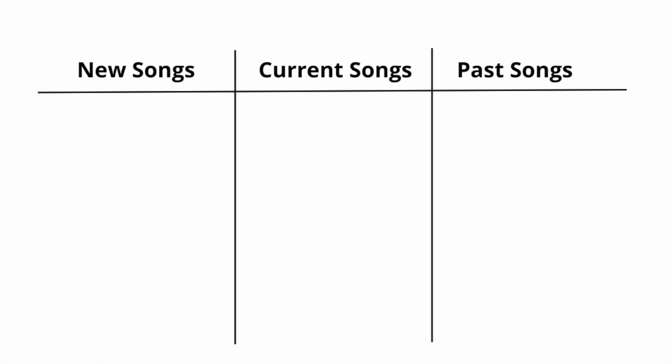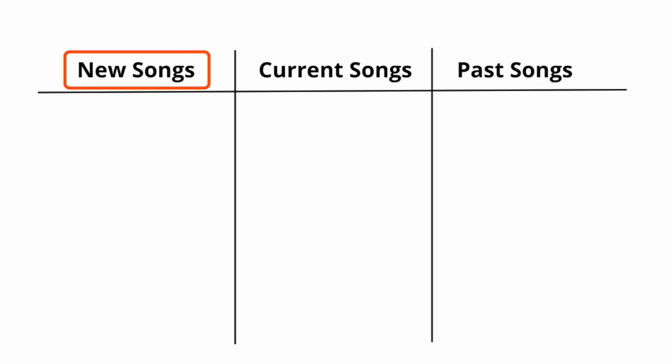I'm going to link to a video in the top right corner again, which goes into this method I'm about to briefly show you now in more detail, that is building a repertoire of songs. But basically, you want to have 3 lists. You want to have 3 categories. You want to have brand new songs, you want to have current songs, and you want to have past songs. Okay, so brand new songs or new songs, current songs, past songs.